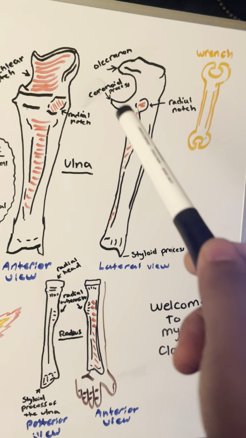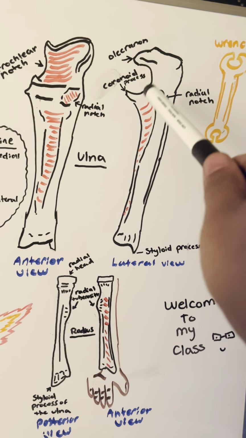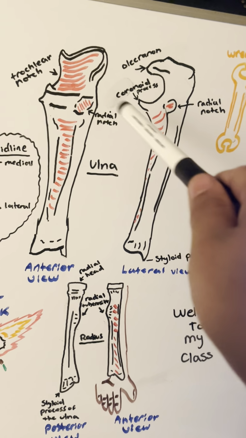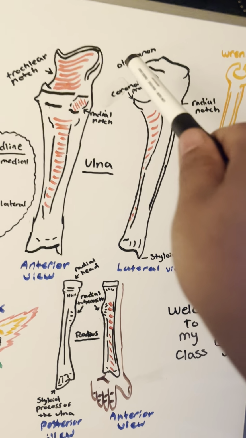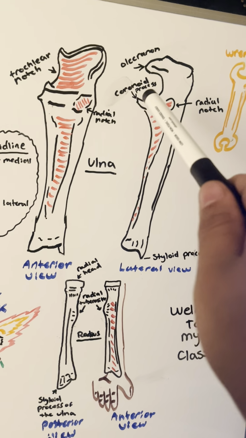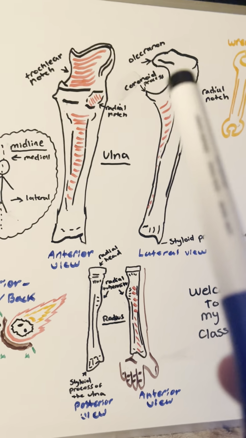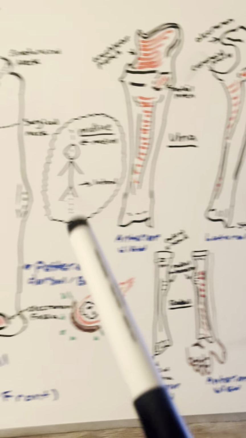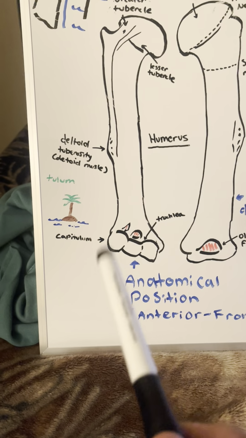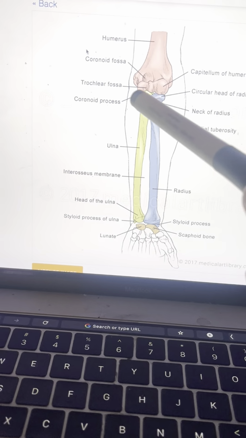So the ulna, this right here, is going to be the trochlear notch, this whole part of the C, and right next to it on the points are going to be the olecranon, and the olecranon is going to be next to the coronoid process. And on top of that, the trochlear notch is what attaches to this bottom portion of the humerus, as shown right there.